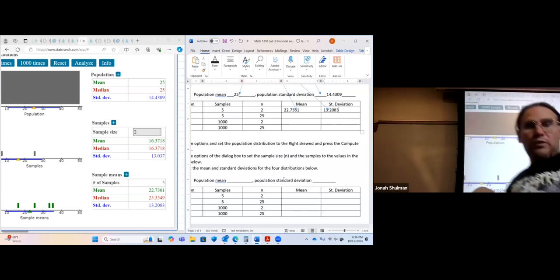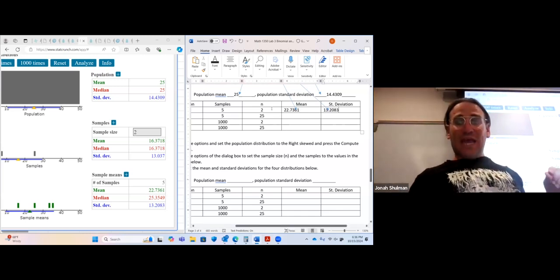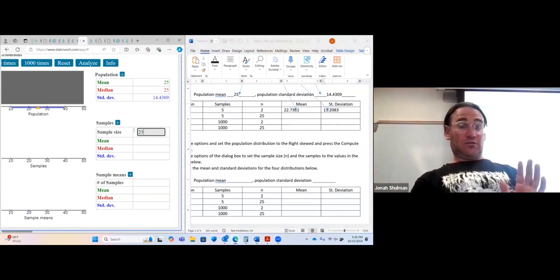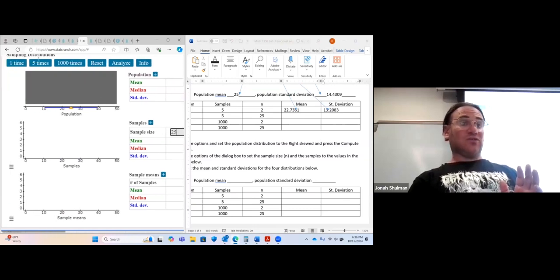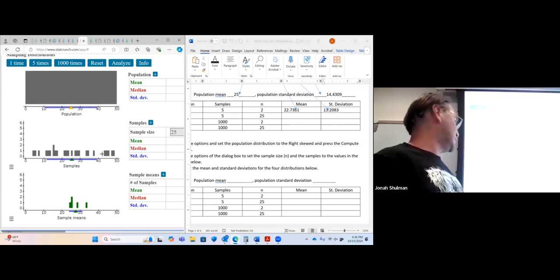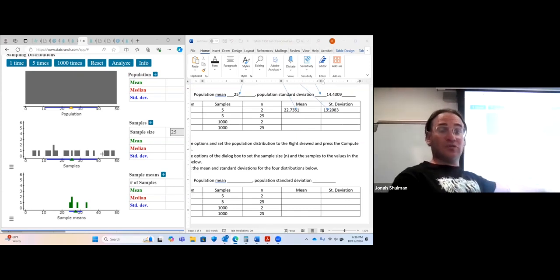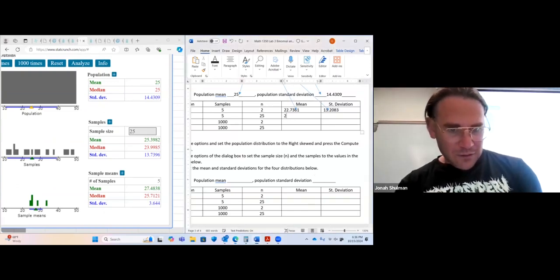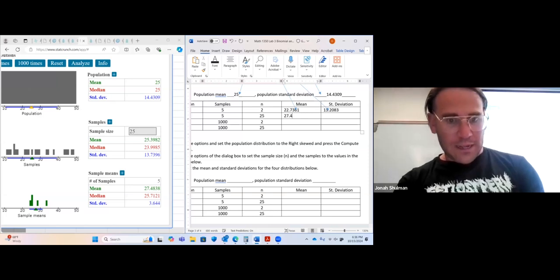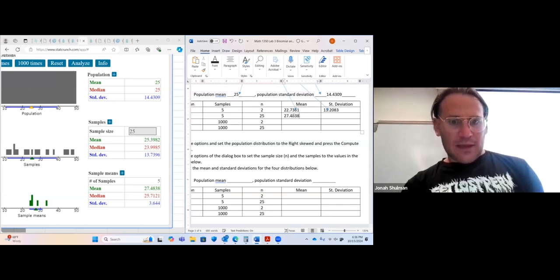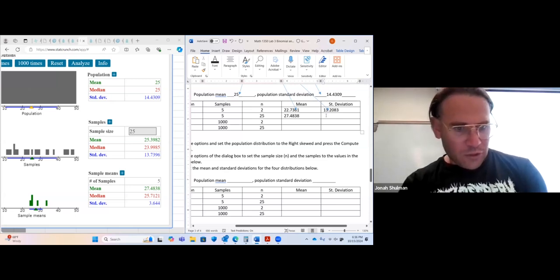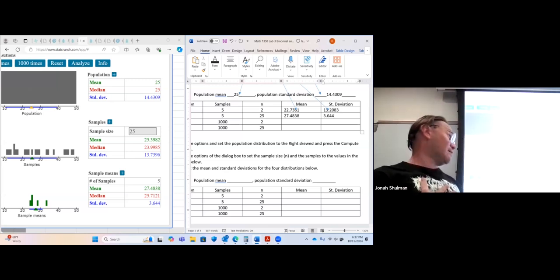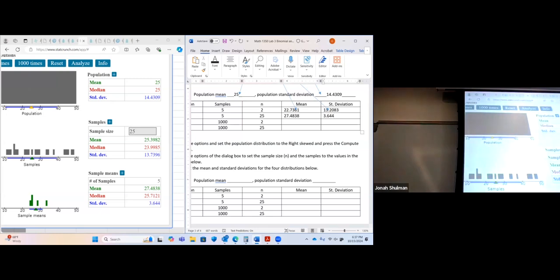But now we have to change it. What is the only change I'm doing? Now, instead of an N of 2, my sample size has to change to 25. And are we still doing this 5 times? Yes. So I clicked 5 times and it automatically did it. You saw that? Everything changed. So now my mean is 27.4838. And my standard deviation is 3.644. Are they closer to yours? They should be a little bit closer. They'll get a lot closer when we do this 1,000 times.